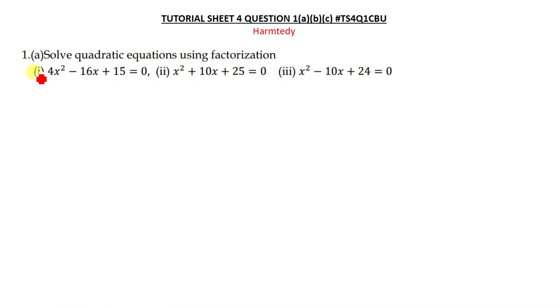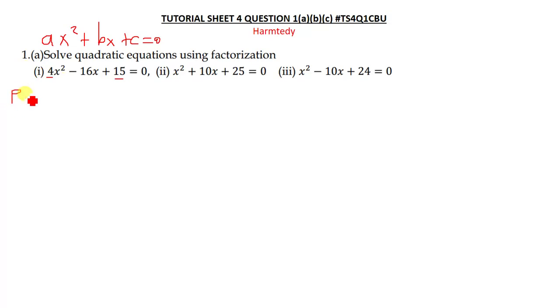What you need to understand here is that when you're dealing with factorization, you need to know how to find the product and how to find the sum. It's very simple. To find the product, you just multiply A and C. This is a quadratic equation in the form ax squared plus bx plus c. So when you are solving such an equation, you first find the product.